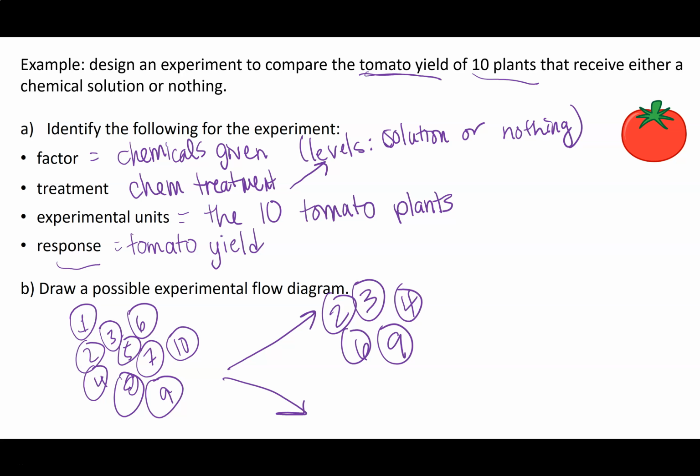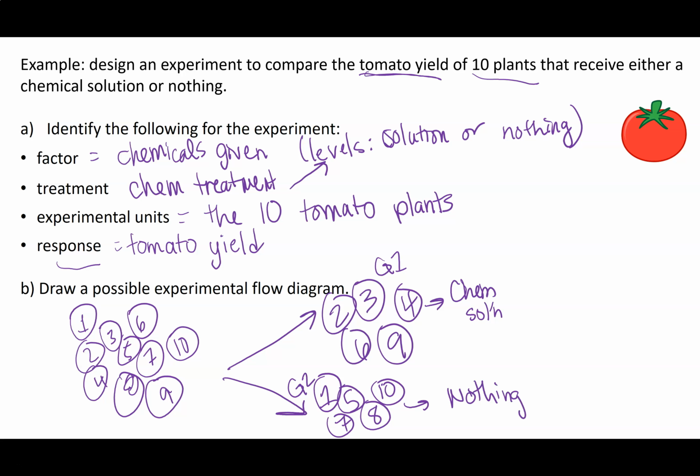So there's 5, and then the other 5 are going to end up in the other group. So now this group 1, they're going to get the chemical solution. This is group 2. They're going to get nothing. And then we're going to compare the results. So that would be one possible one. The things that would change up are just which 5 end up in the chem solution, and the other 5 end up in the no chemicals group.